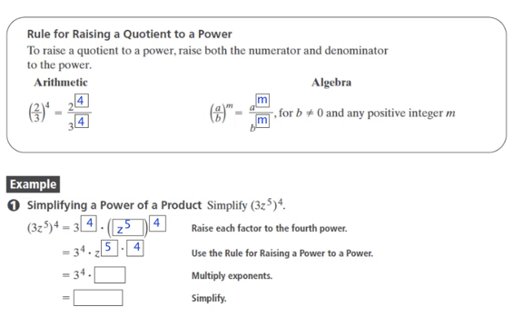So we have 3 to the 4th times z to the 5th times 4. So we have 3 to the 4th times z to the 20th. We can simplify it finally by taking 3 to the 4th, which is 81. z to the 20th just remains z to the 20th. So our final answer is 81z to the 20th.